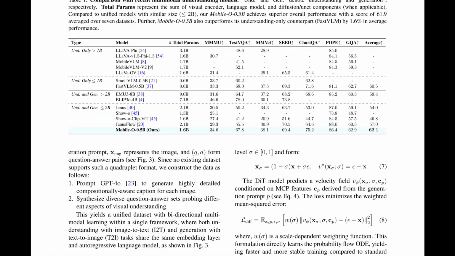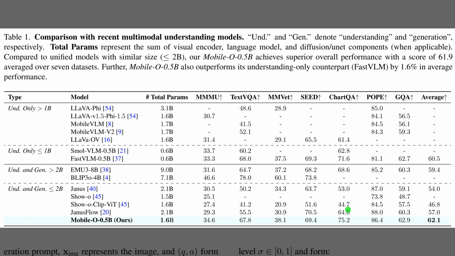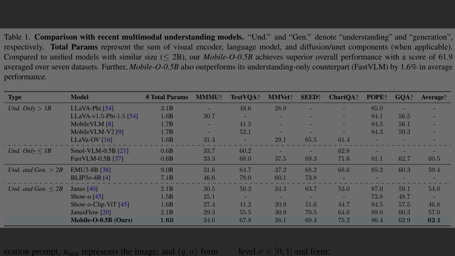So, Table 1 details how this training pays off, comparing Mobile-O against state-of-the-art models on understanding benchmarks. The most relevant comparison sits in the bottom section, which lists unified models with fewer than 2 billion parameters. Here, Mobile-O leads the pack with an average score of 62.1, clearly surpassing JanisFlow at 57 and Show-O at roughly 47. It even outperforms its own understanding-only counterpart, FastVLM, showing that adding generative skills actually boosted its perception.